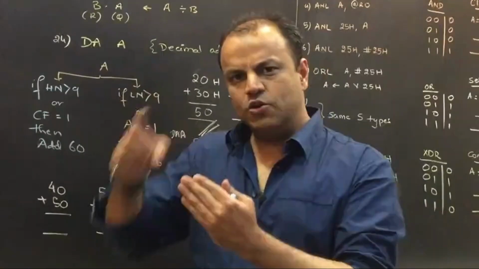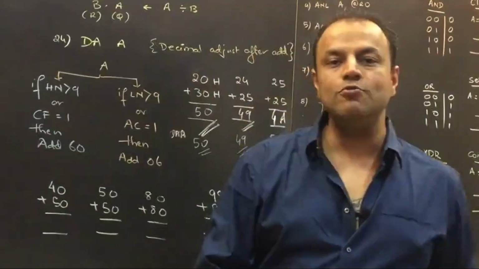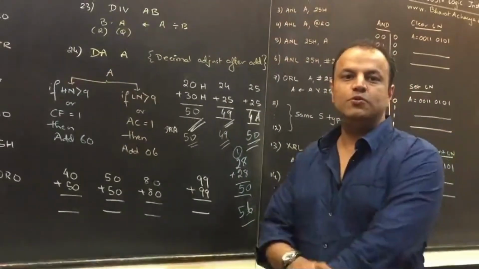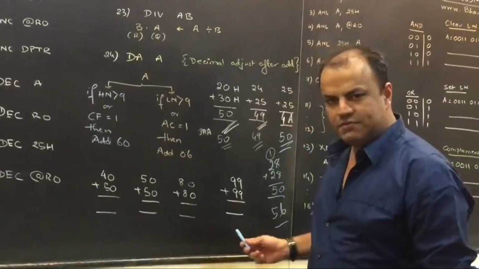When you add 6 to the higher nibble, that means effectively you're adding 60 to the number. The idea is not to add 60. The idea is to add 6 to the higher nibble. So it effectively means you're adding 60 to the number. Please tell me, did you understand? Let's take examples quickly. 5 minutes and we should be done.